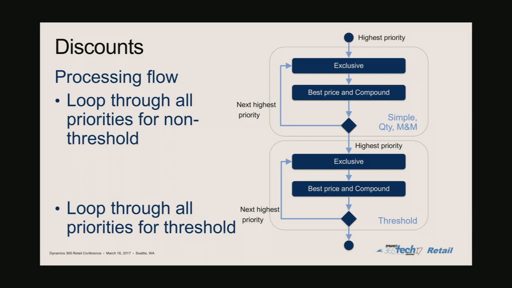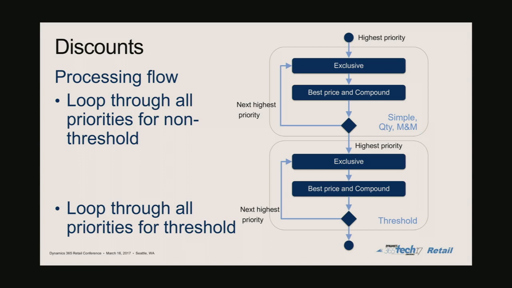A slightly different view of that is the non-threshold is the first box and the threshold is the second box. Here we have multiple priorities. So we loop through the priorities for all the non-thresholds first, finding and applying what we can. And then we move on to the threshold. There's one, and then two, for the most part, don't interact.